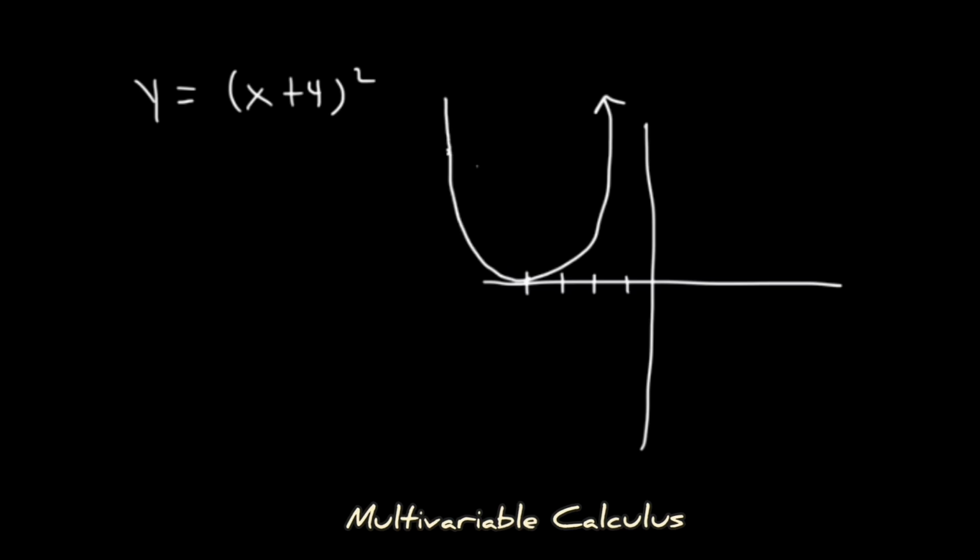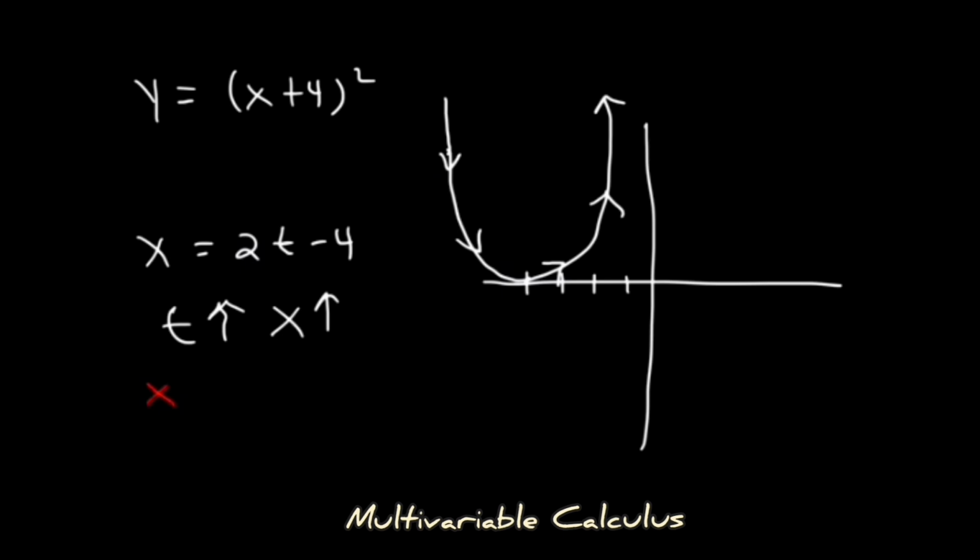Now, the last thing we need to figure out is the direction. We know that x is equal to 2t minus 4. So therefore, as t increases in value, x increases in value. So this graph is going in this direction. When t is 0, x is negative 4. So t is equal to 0 at this point.